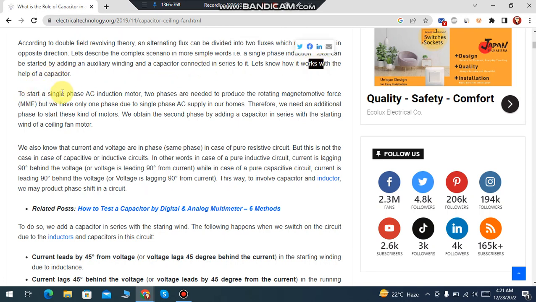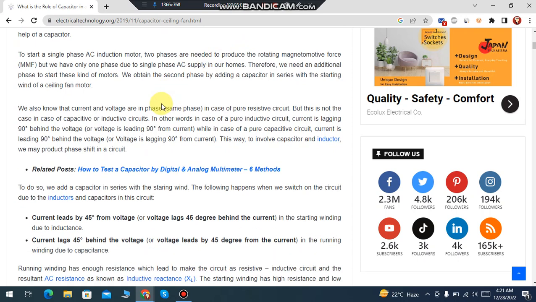To start a single phase AC induction motor, two phases are needed to produce the rotating magneto motive force, MMF, but we have only one phase due to the single phase AC supply in our homes. Therefore, we need an additional phase to start these kinds of motors. We obtain the second phase by adding a capacitor in series with the starting winding of a ceiling fan motor.